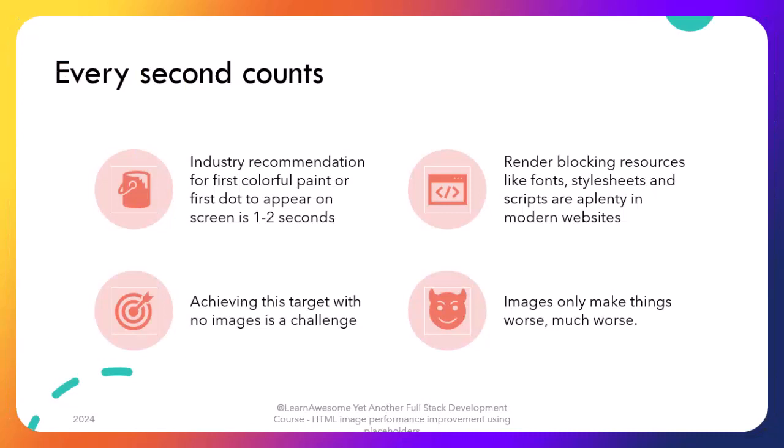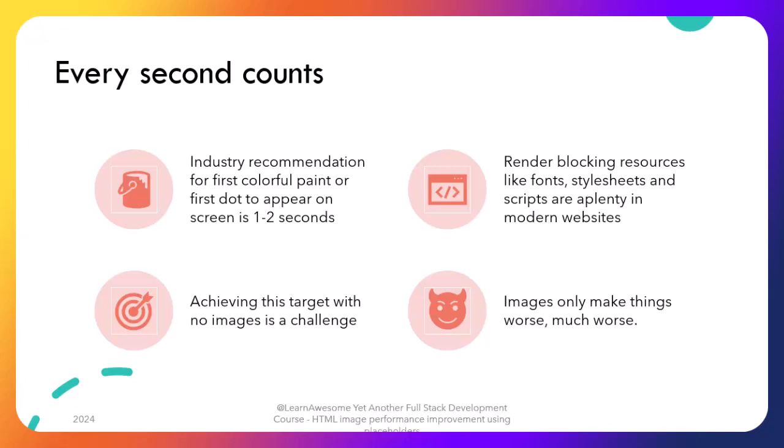You must note that the industry recommended time for first colorful paint or first render, or the time from the user pressing go to seeing the first dot on screen appear, is 1 to 2 seconds. And for a variety of reasons, like download of huge CSS files like Bootstrap, font libraries like Google Fonts, and scripting frameworks like React or Angular being common practice, 1 to 2 seconds is a big ask on a commercial website, requiring all your skills to accomplish. You can't waste it away making render blocking resources download even slower by suboptimal use of images.